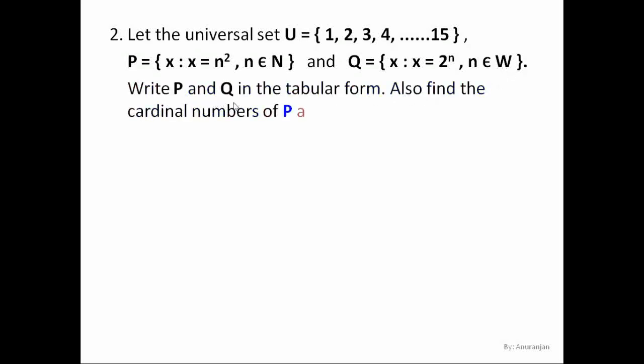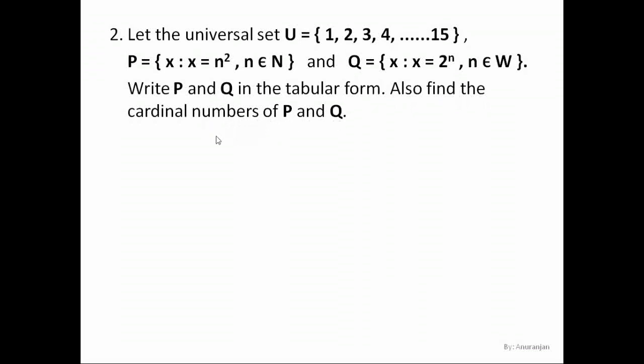let the universal set U be equal to 1, 2, 3, 4 up to 15. Means we can say all the natural numbers up to 15. And here P is equal to x such that x is equal to n square, where n belongs to natural numbers, and Q is equal to x such that x is equal to 2 to the power n, and n belongs to whole numbers. Now write P and Q in the tabular form, means the roster form. Also find the cardinal numbers of P and Q.